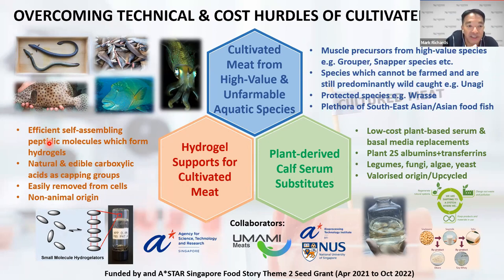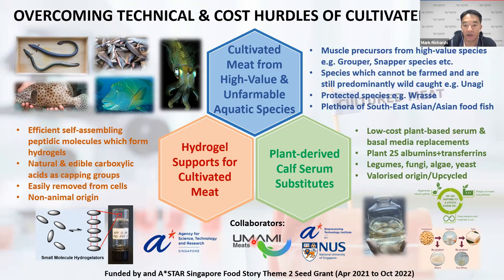So we were looking at small peptide molecules which could self-assemble and form hydrogels. Here we want to look at natural and edible carboxylic acid groups as capping groups. And as I mentioned, a scaffold which could easily be removable, I'm not sure if that would be possible eventually, right? And of course, one of our major drivers here is we were looking at scaffolds which are of non-animal origin.